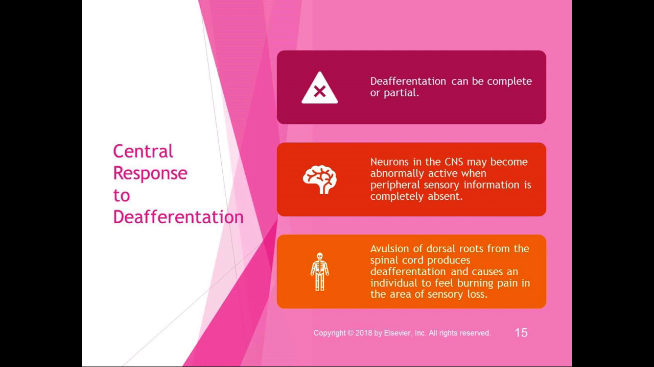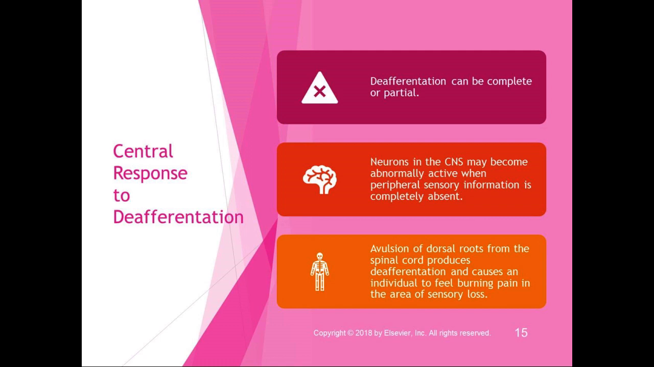In the central nervous system, deafferentation, meaning you're lacking afferent input, can be complete or partial. But neurons in the central nervous system may become abnormally active when peripheral sensory information is completely absent.